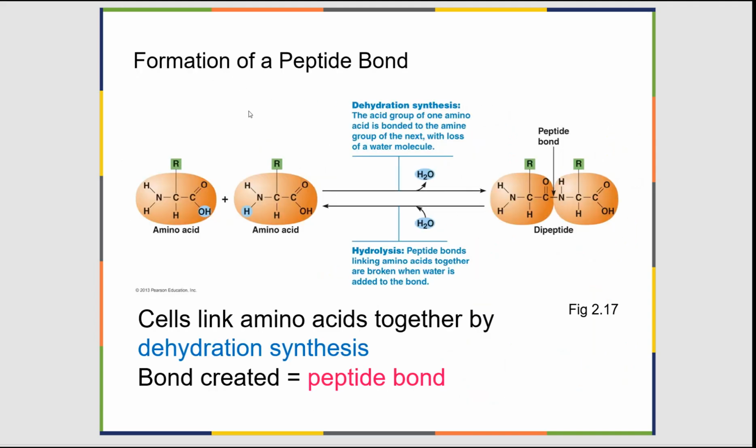Okay? So we combine different amino acids together through a dehydration synthesis. So we have to remove water in order to make a peptide bond. Okay? So a bond between two amino acids is a peptide bond.